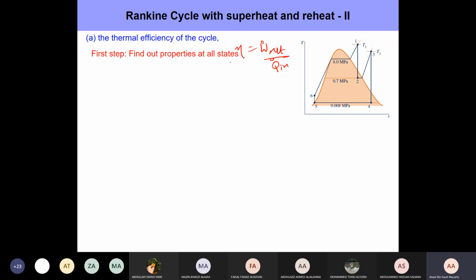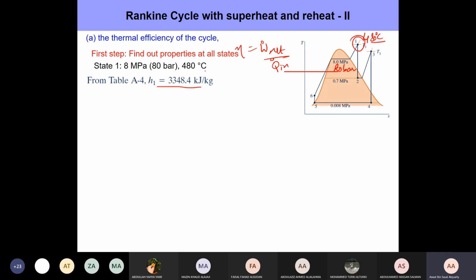So let's start with determining the properties at all the states. State 1, we have been provided the pressure and the temperature. The pressure is 8 MPa or 80 bar, and the temperature is 480 degrees Celsius. This was known, so it's just a matter of going to the superheated vapor tables, picking up the value of H1. That's it.